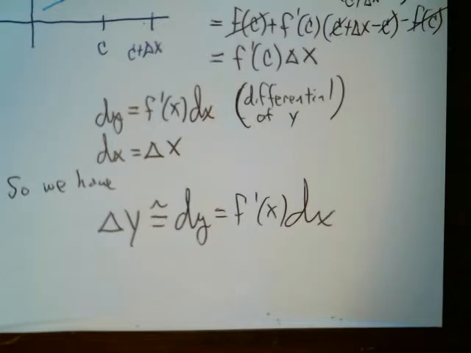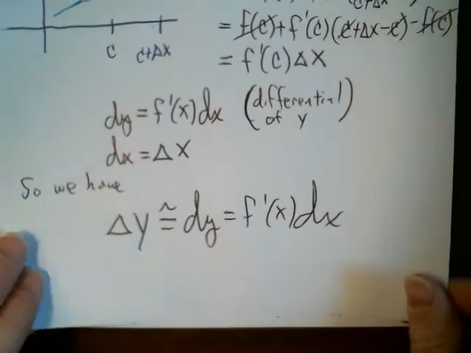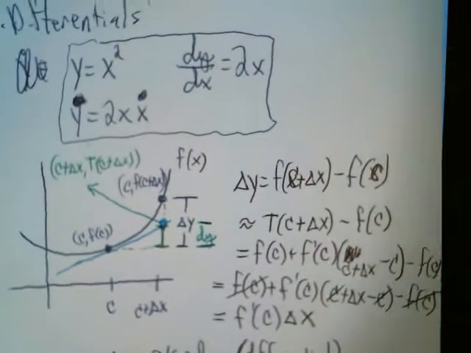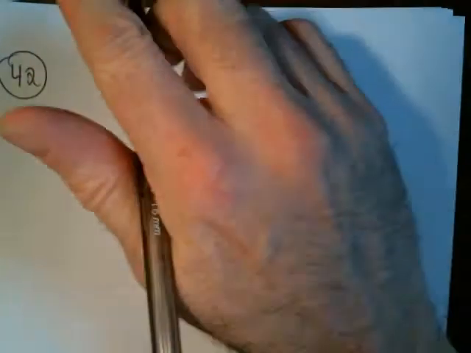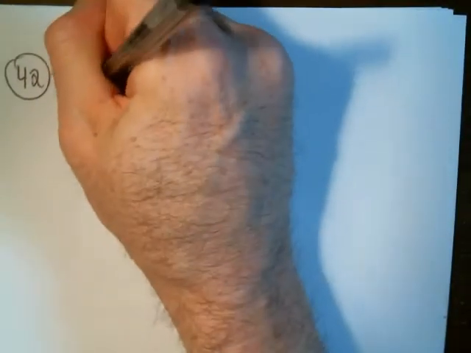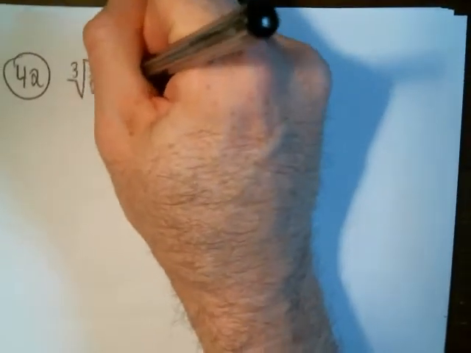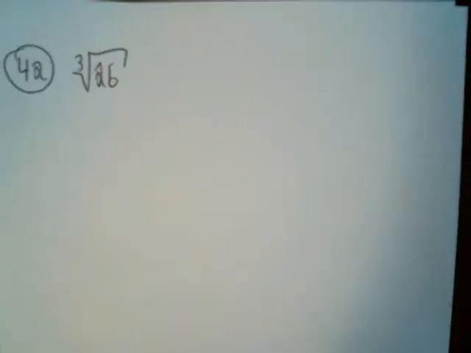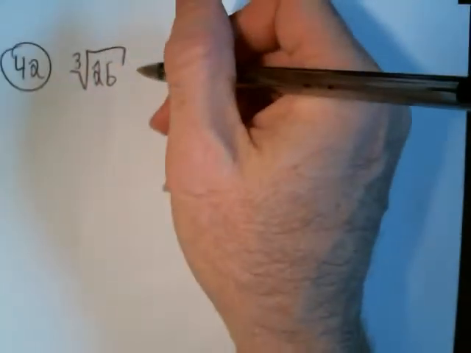The sort of application universe where this would come in handy is a kind of clever trick that you use to evaluate certain numerical expressions. And you'll see this again once you get into Calc 3. So let's look at 42, and we have the cube root of 26, and we want to evaluate this basically without a calculator, which seems insane, but we can do that now.